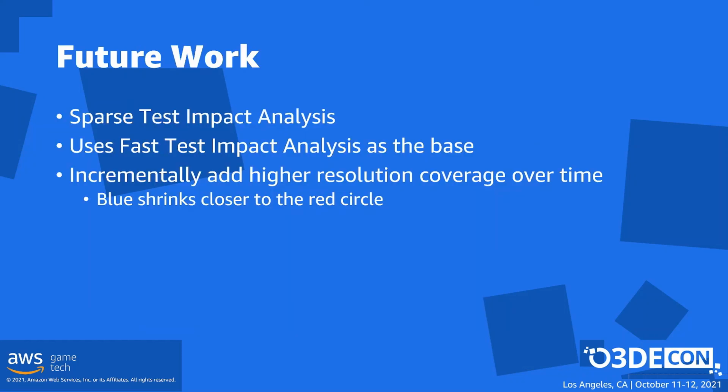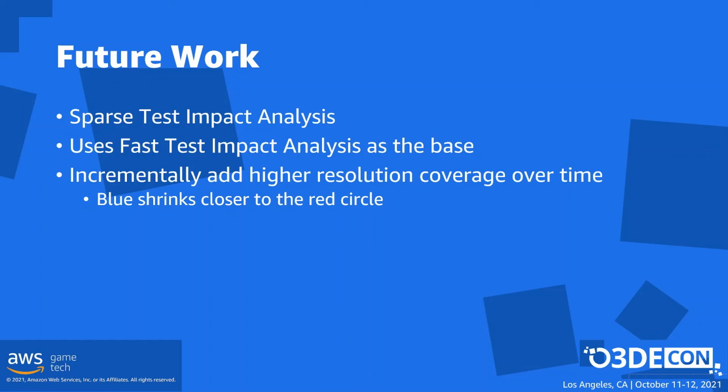Future work will involve implementing another newly designed algorithm called sparse test impact analysis. Sparse test impact analysis attempts to bridge the gap between fast test impact analysis and regular test impact analysis. It achieves this by having a much more malleable concept of coverage. For example, it will use fast impact analysis to lay down that rough approximation of coverage data, and then slowly over time it will attempt to incrementally shrink that gap between the approximation of the coverage and the true coverage using a few newly developed techniques.